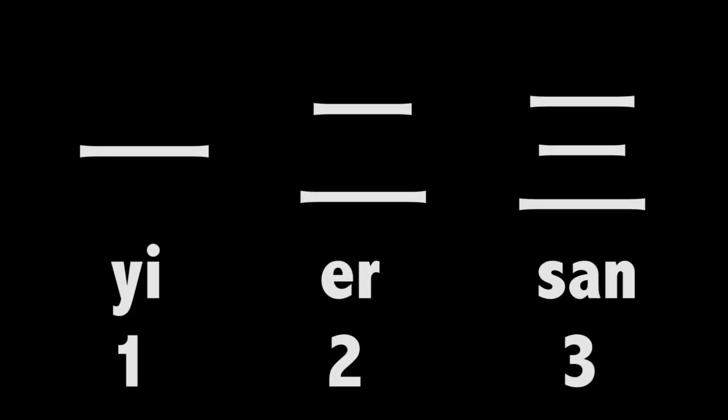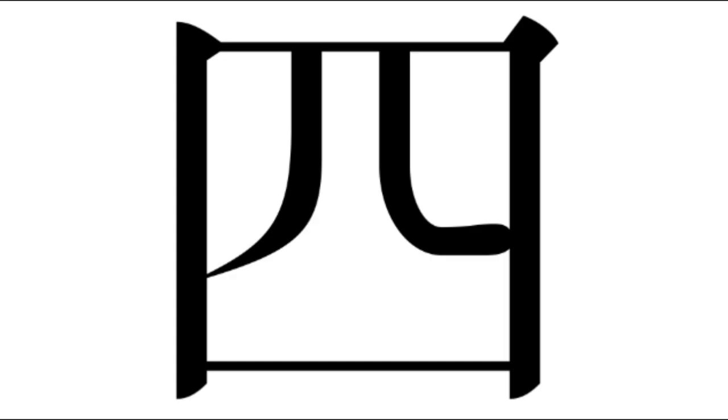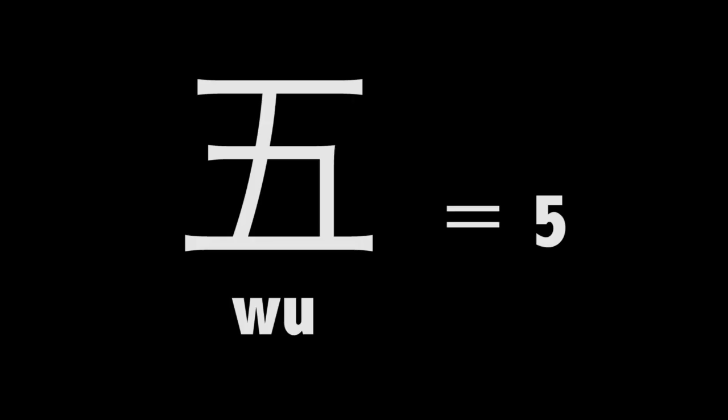Here I show you 3 very simple characters. They mean 1, 2 and 3. And this is 4. As you can see, the 4 is hidden inside the character. This is 5. And here as well, the number is hidden inside the character.